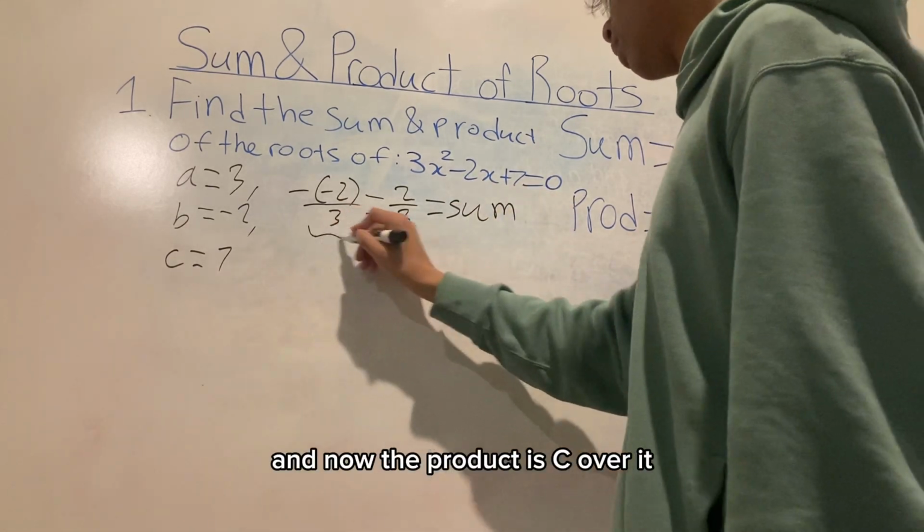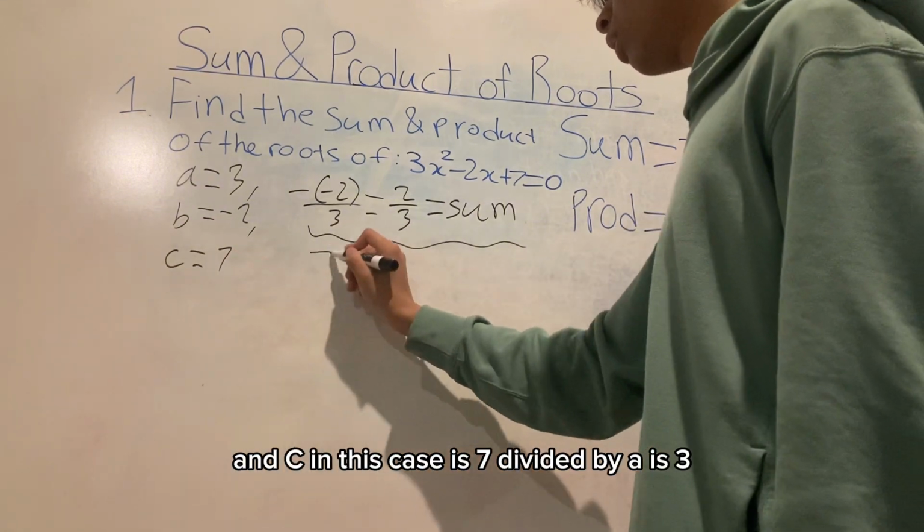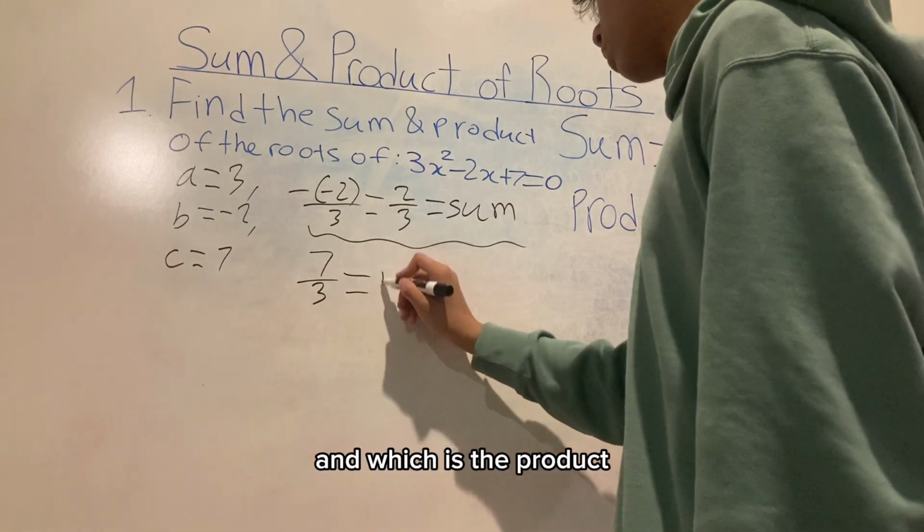And now the product is c over a, and c in this case is 7, divided by a, which is 3, so 7 over 3 is the product.